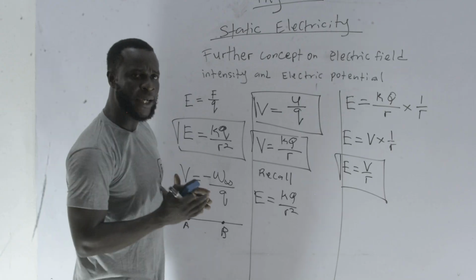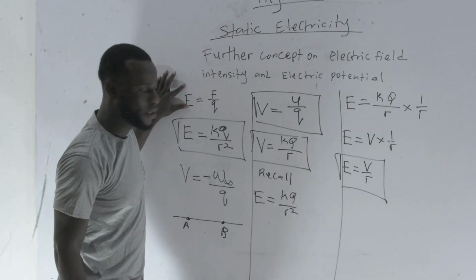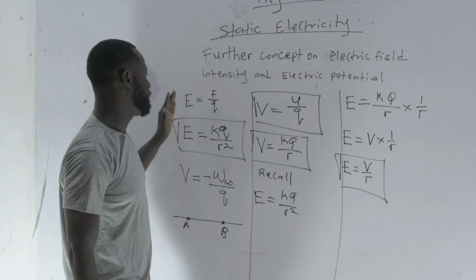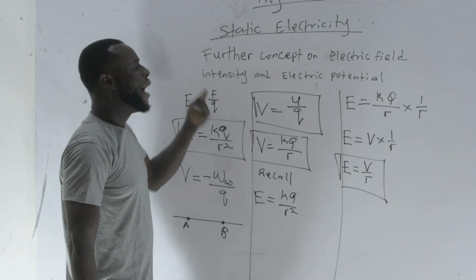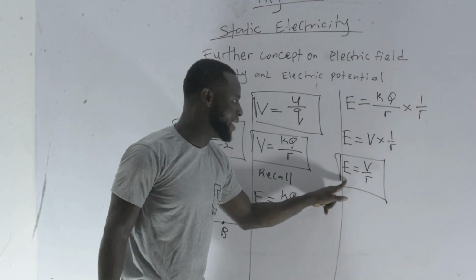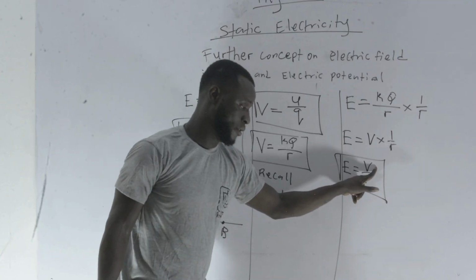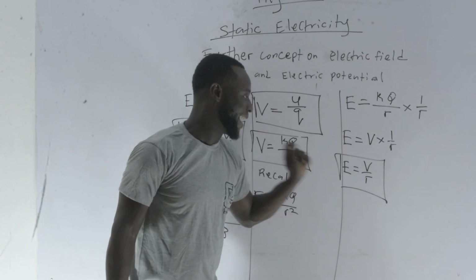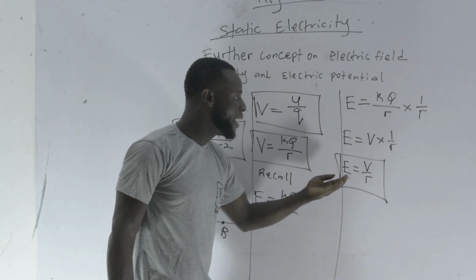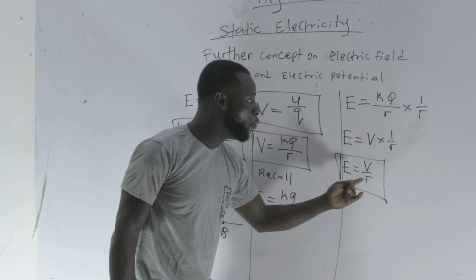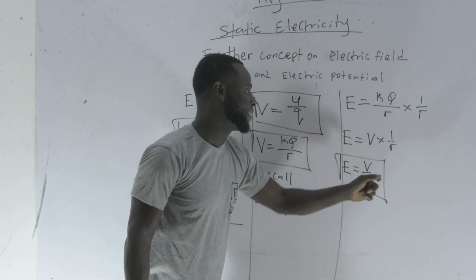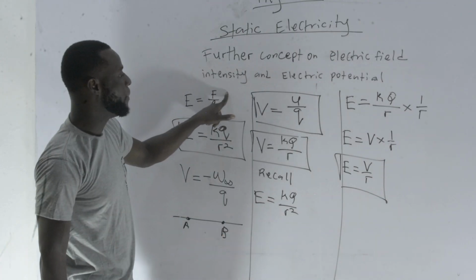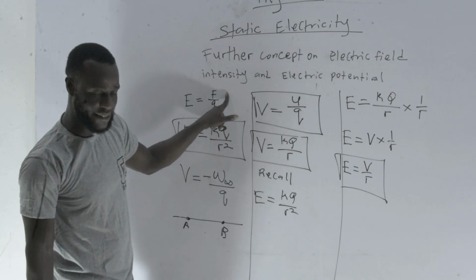But that will not be the only unit for electric field intensity, because since we have already said that electric field intensity is force over charge, and we have also said that electric field intensity is electric potential divided by distance, I can say another unit for it will be volts per meter. So it's volt per meter or Newton per coulomb for electric field intensity.